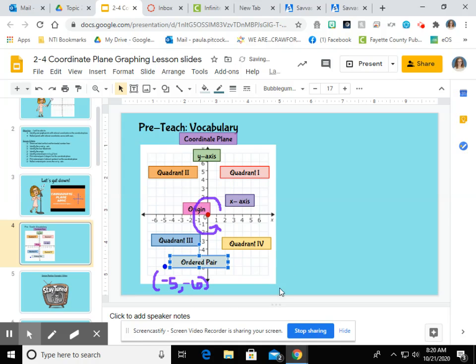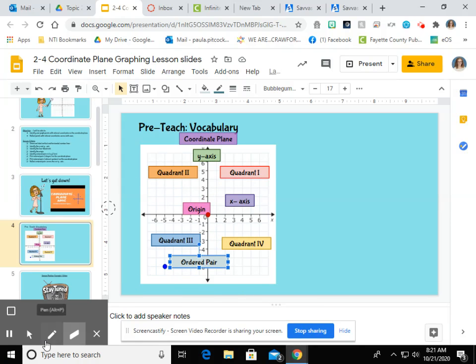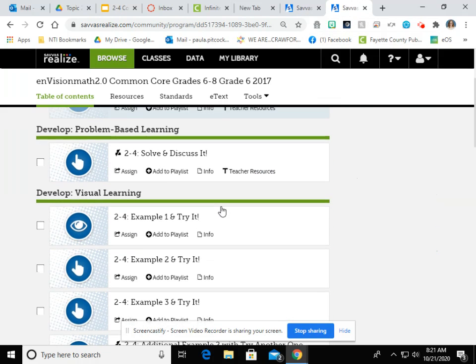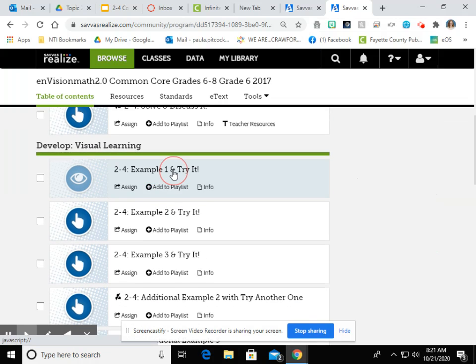So what we did is we kind of talked about some of the vocabulary that deals with graphing in the coordinate plane. And now what we're going to do is watch the Savvas Realize Example 1 video that's going to go over this vocabulary again. It's going to make sure you really understand the vocabulary we just briefly talked about. So stay tuned. I'm going to bring up the Savvas Realize Example 1. It is right here.